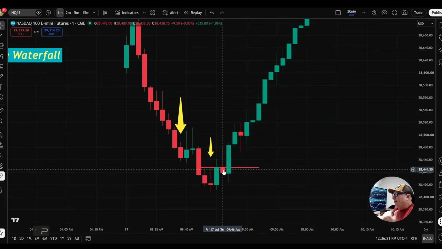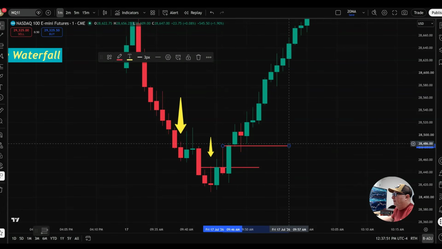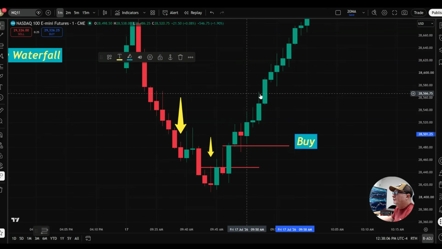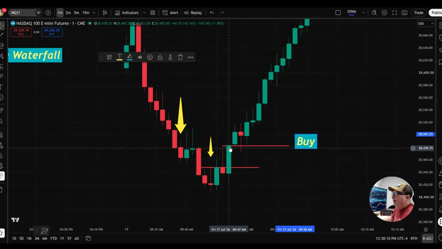The next close is this green candle. You get a close above right here. So for me, this is the entry. I'm entering on this candle right here. And I'm buying, right? This is a trade where I'm buying. That's my entry. Buying here.